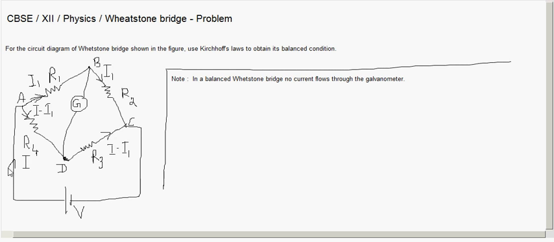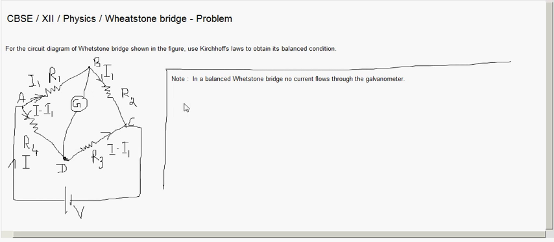First, we marked a capital I as the current drawn from the battery. Then we marked I1 as the current through R1. And applying KCL at node A, we get the current through resistor R4 is equal to I minus I1. Similarly, there is no current flowing through the galvanometer, and hence the current through R2 is equal to the current through R1. Similarly, current through R3 is equal to current through R4. So for the distribution of current, we have used Kirchhoff's current law, or Kirchhoff's first law.